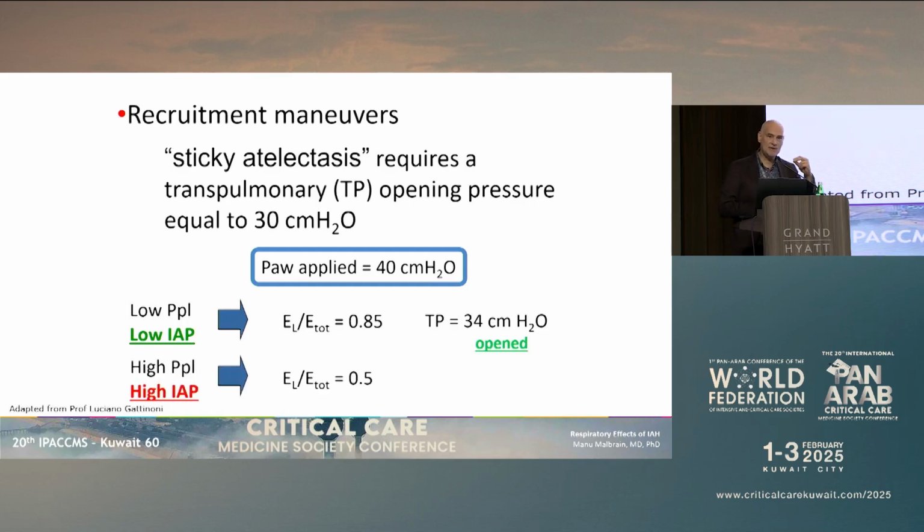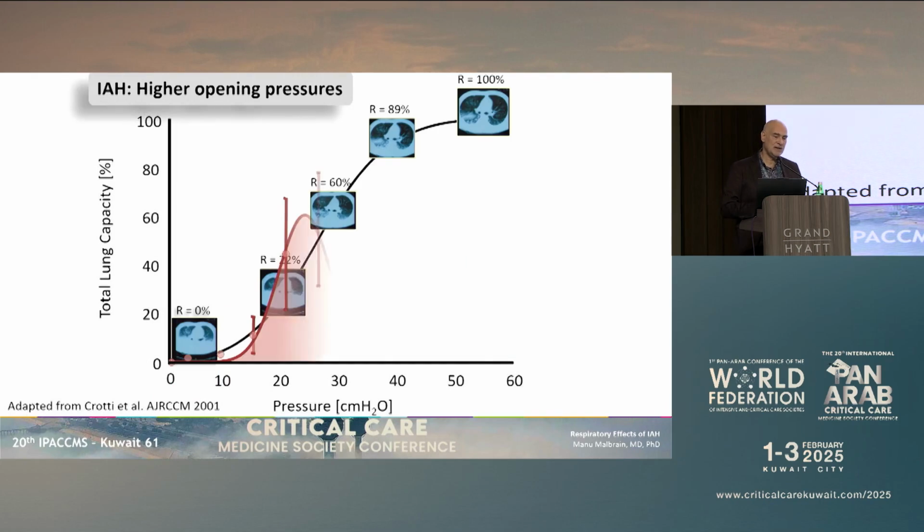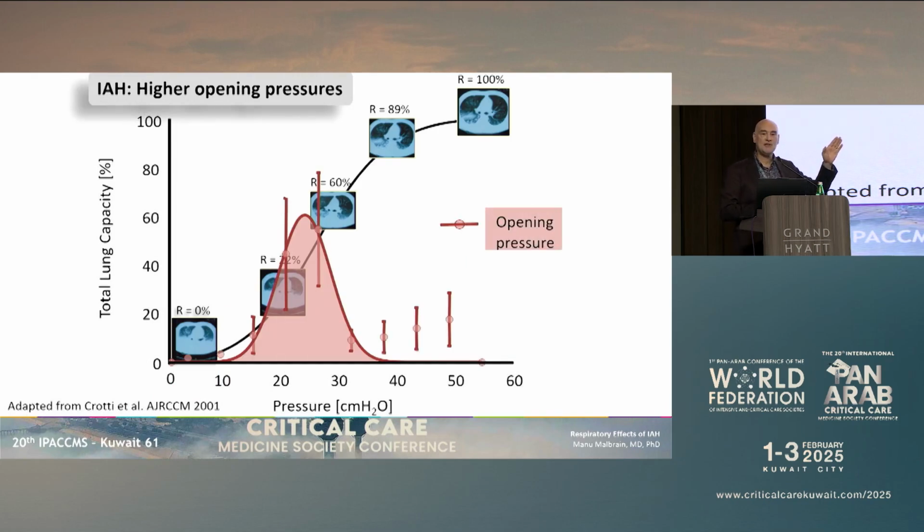But now imagine the same patient with an increased intra-abdominal pressure, where the relation between lung and chest wall is different. The transpulmonary pressure will only be 20 and we will not have recruited the lung. Why? Because recruitment is a continuous ongoing process, and if abdominal pressure is increased, the curve shifts to the right, so we need higher opening pressures.